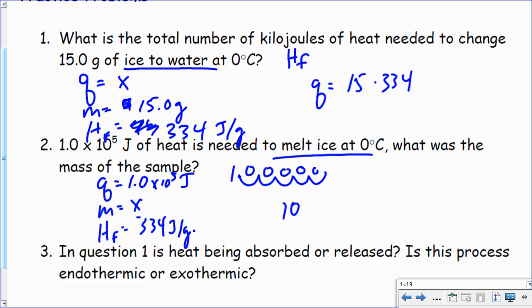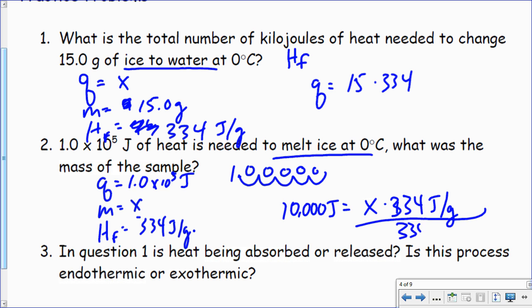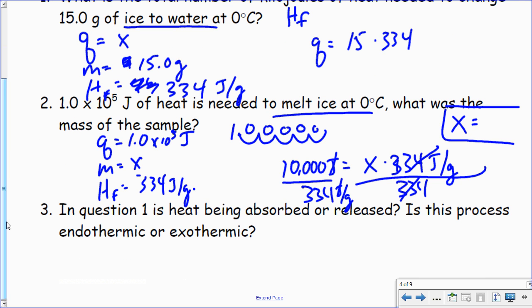I have 100,000 joules. It's going to equal my mass in X times 334 joules per gram. You need to divide both sides by 334. And you'll get a new number for your mass. Okay, you getting the hang of this? I'm going to let you do number 3. I'm not even going to set it up.